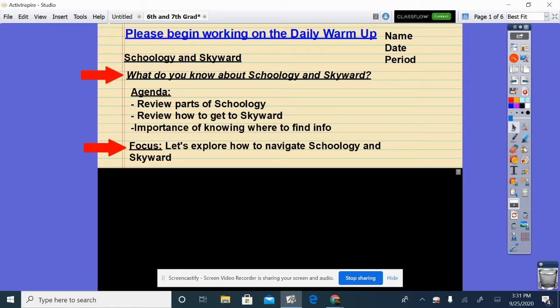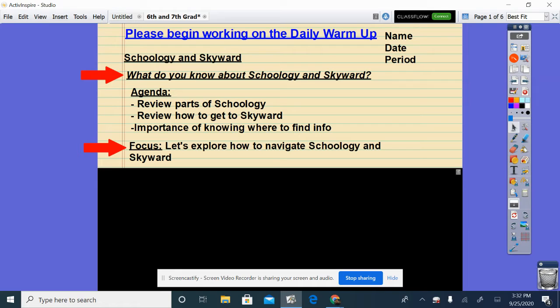This is both for my 6th and 7th grade classes, so both classes have gotten the same information. The 7th graders are a little bit more advanced in terms of having used it, since they probably had it last year, at least with Skyward. And my 6th graders are just getting used to it, getting into the whole system of middle school. So let's go through this.